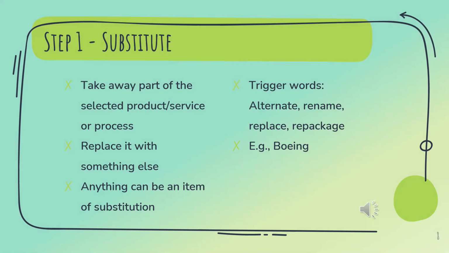Types of questions you could ask. What process or product could you utilize? Can you utilize other materials or ingredients? Or is it possible to replace something involved? An example of substitution would be Boeing utilizing new components in their aircraft so that they are lighter and fuel efficient to a greater degree.